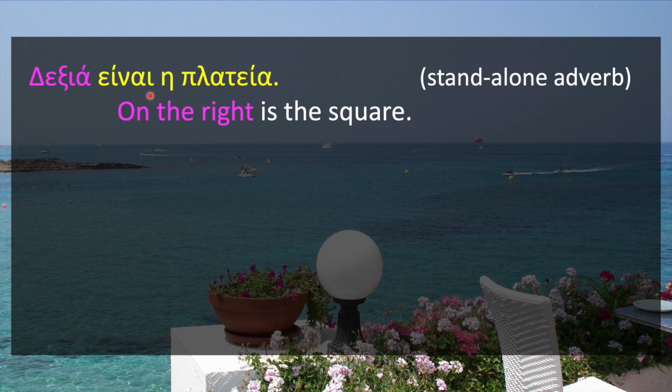Δεξιά είναι η πλατεία. On the right is the square. Here we have a standalone adverb. Δεξιά can stand by itself, on the right. But what if we want to say, on the right of the yard is the square?